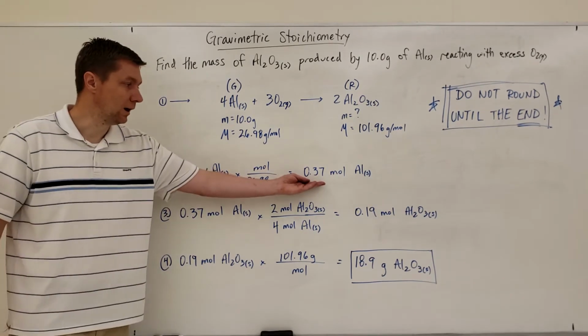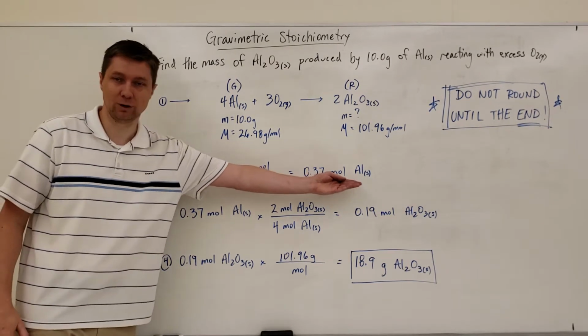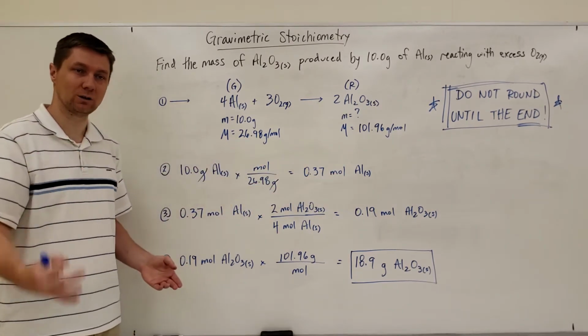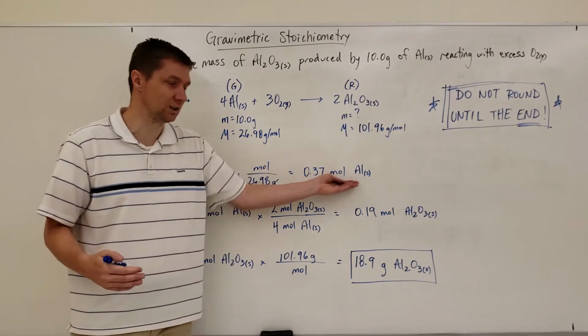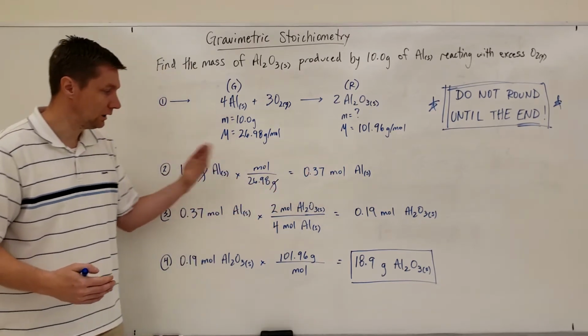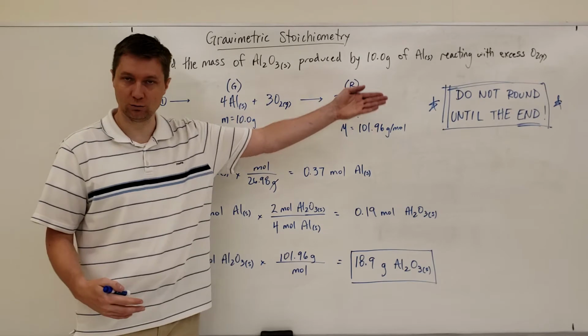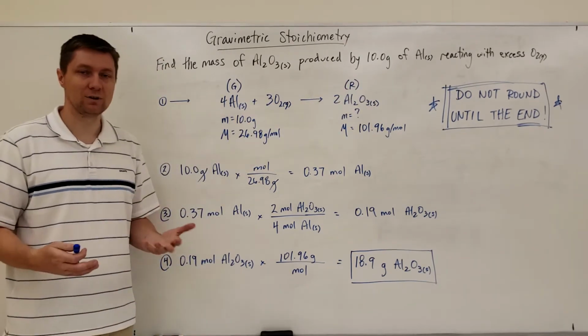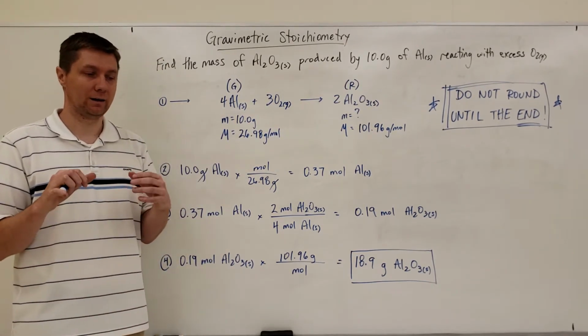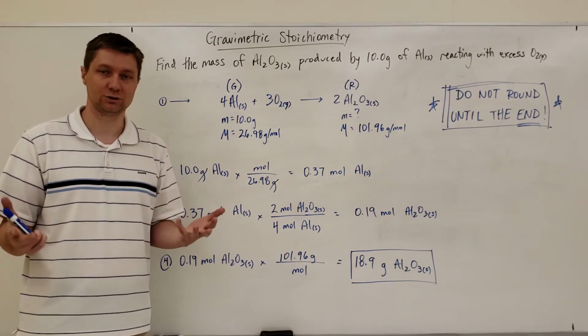So now, I've got 0.37 moles of aluminum. That's where I'm at. And step number 3 in stoichiometry says you need to convert the moles of the given, which is this right here, into the moles of the required, which is in this question, aluminum oxide. So the way that I do that is I use a strategy called the mole ratio.